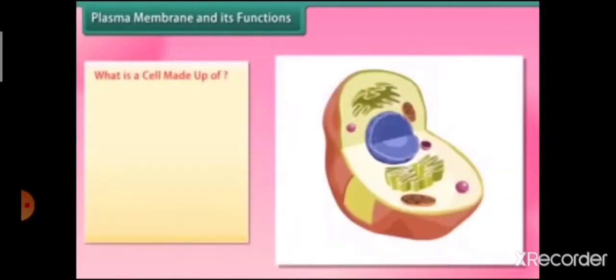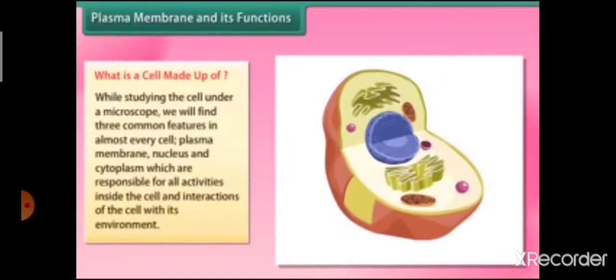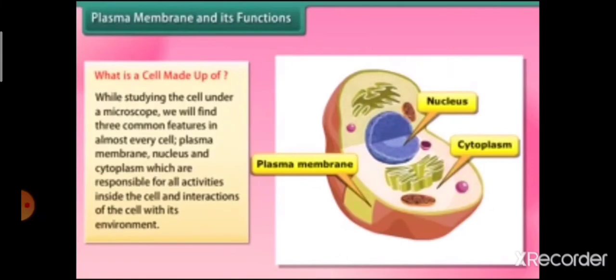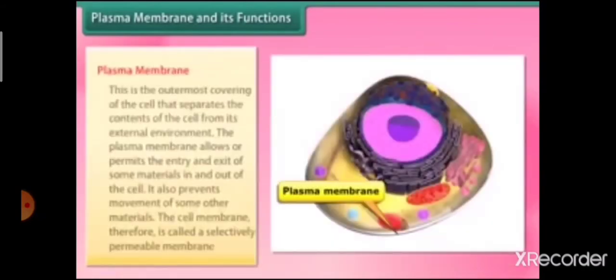Plasma membrane and its functions. What is a cell made up of? While studying the cell under a microscope, we will find three common features in almost every cell. First one is plasma membrane, second nucleus, and third one is cytoplasm. And these three are responsible for all the activities which take place inside the cell and with the environment.